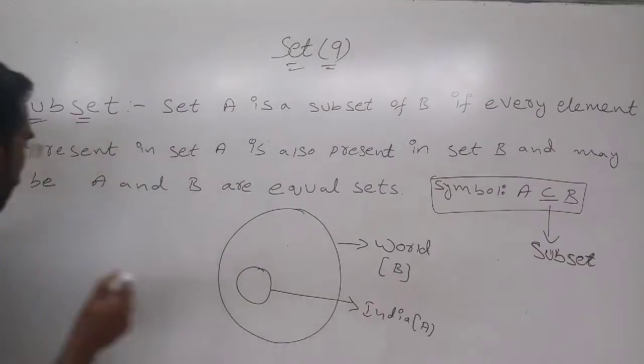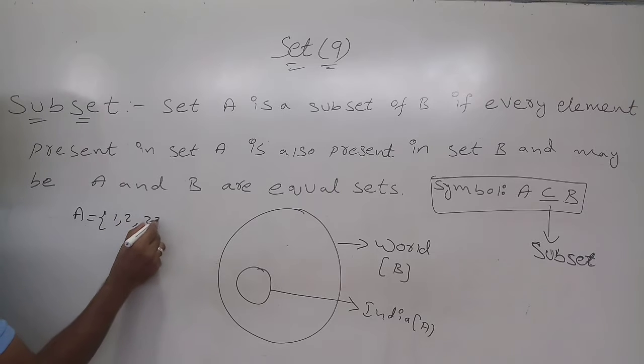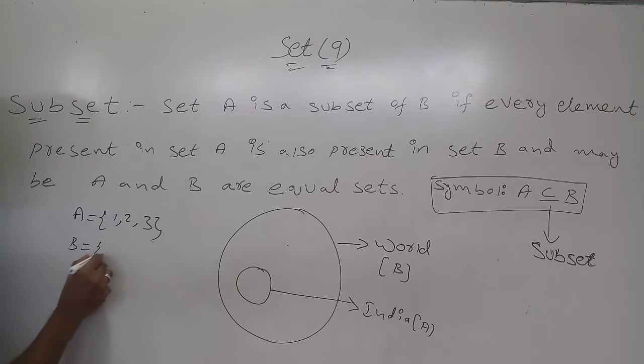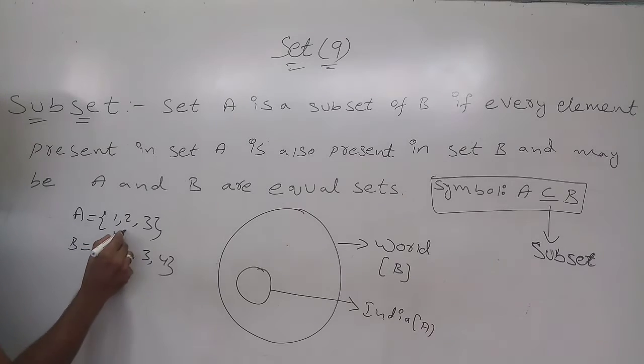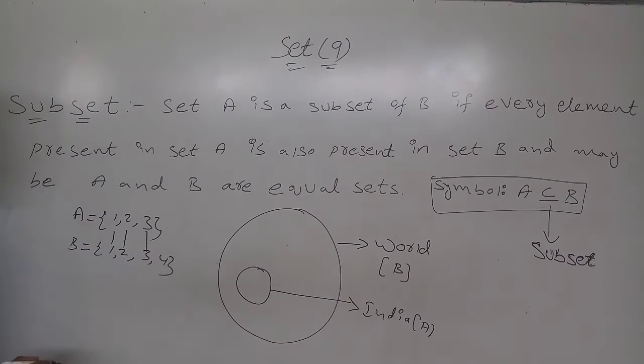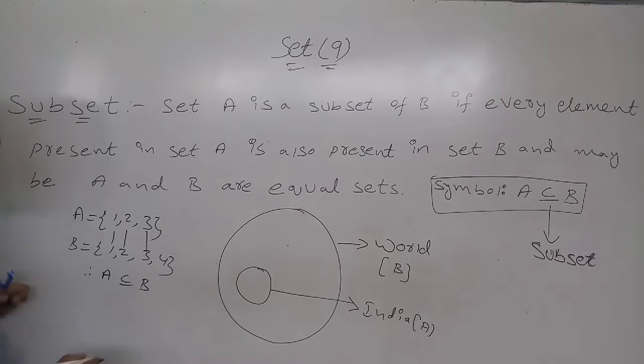Like that, we will take A as 1, 2, 3 and B as 1, 2, 3, 4. Here 1 is present, 2 is present, 3 is present. So therefore A is a subset of B.